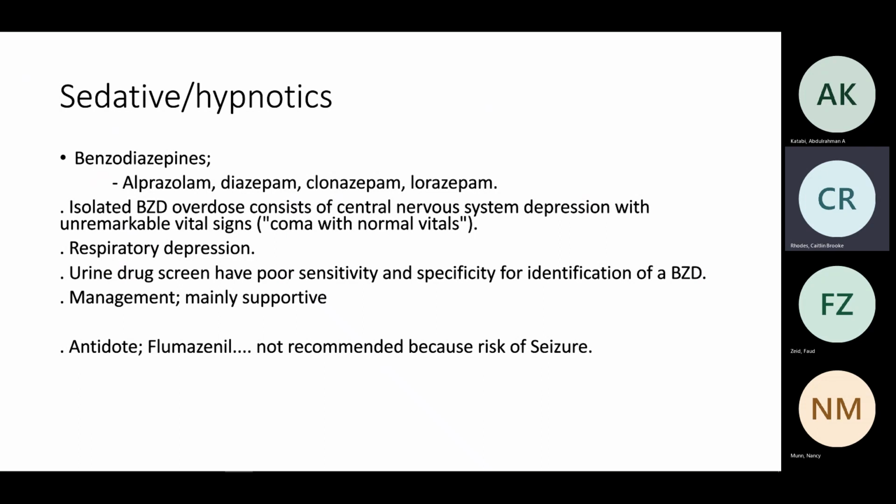Urine drug screen is not sensitive or specific. So if you have clinical suspicion that the patient has overdosed on a benzo, but the urine test is negative, you still consider that it is a benzo overdose.